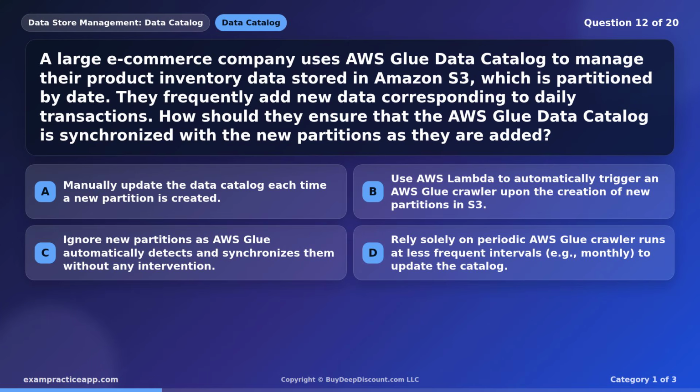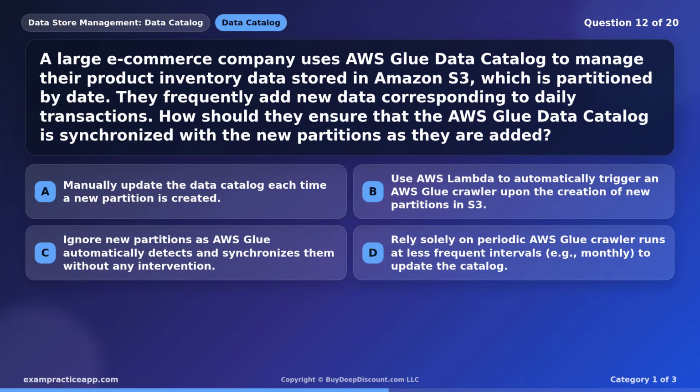Option A. Manually update the data catalog each time a new partition is created. Option B. Use AWS Lambda to automatically trigger an AWS Glue crawler upon the creation of new partitions in S3. Option C. Ignore new partitions as AWS Glue automatically detects and synchronizes them without any intervention. Option D. Rely solely on periodic AWS Glue crawler runs at less frequent intervals, e.g., monthly, to update the catalog. Take a moment to choose your answer.